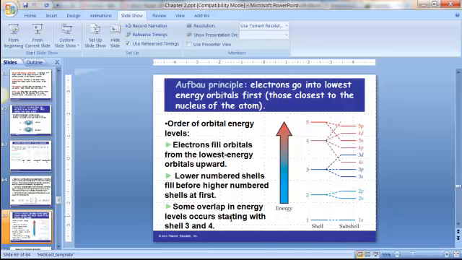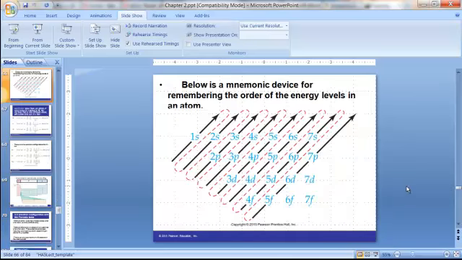This overlap in energy level starts occurring at shells 3 and 4, so we have to make sure that we take into account how to do this. And this is actually a very nice diagram. You can recreate it very easily. It's kind of like solitaire, and I'll write this out for you in another demonstration.